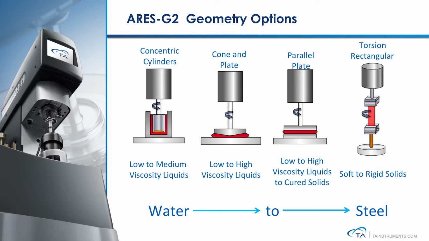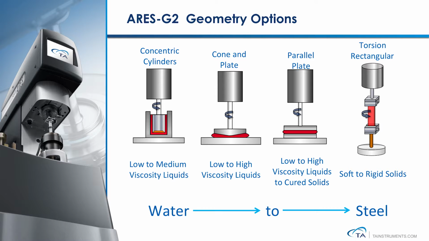The next step is to select the most appropriate geometry for the measurement. This slide displays 4 classes of geometries and the typical range of materials they are used to test. The concentric cylinder geometry is commonly used to measure low to medium viscosity liquids, any sample that can be loaded into a cup. The cone and plate and parallel plate geometries are the most popularly used geometries for regular rheological measurements. The samples that can be measured vary from low viscosity liquids to cured solids.